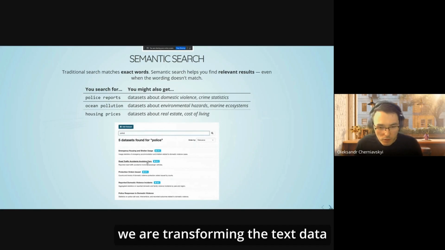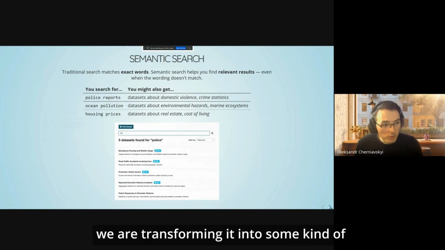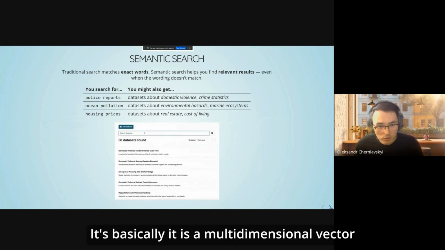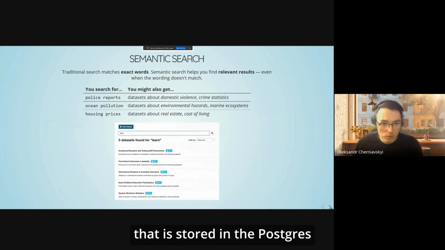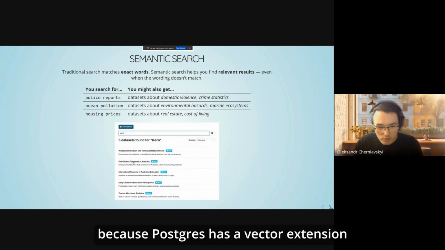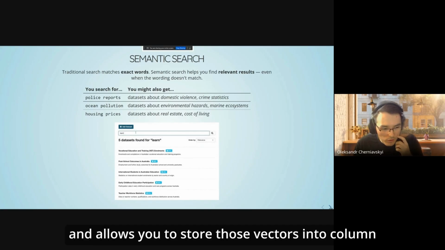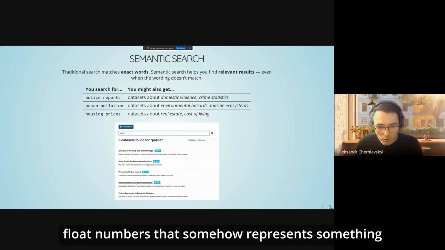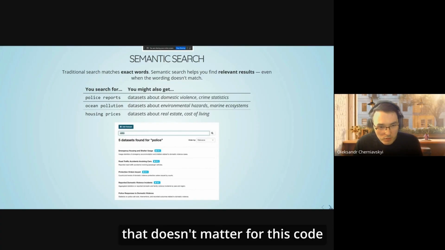But we started with the CSV, for example. We are taking the CSV and using the embedding model, we are transforming the text data. The CSV is plain text. We are transforming it into something called embeddings. It's basically a multidimensional vector that is stored in Postgres, because Postgres has a vector extension and allows you to store those vectors in a column. It stores a bunch of, let's say, float numbers that somehow represent something, which doesn't matter for this code.